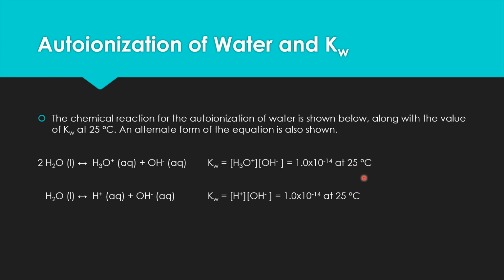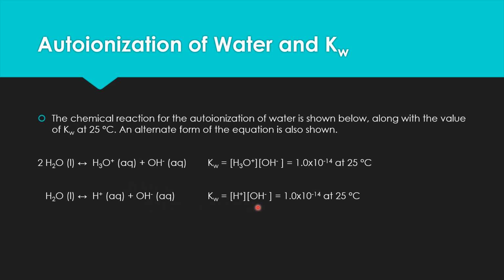Now there is an alternate form of the equation. Sometimes instead of writing two water molecules and showing that exchange in the hydronium and the hydroxide, we simplify it and say, hey, water breaks down. Some of them, the hydrogen separates from the hydroxide. This is our auto ionization of water, right? So we've got our hydrogen ion that gets donated or given up, and then what's left is the hydroxide.